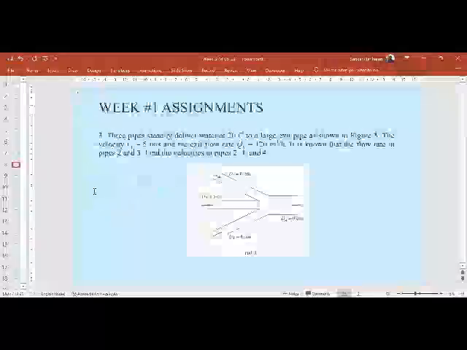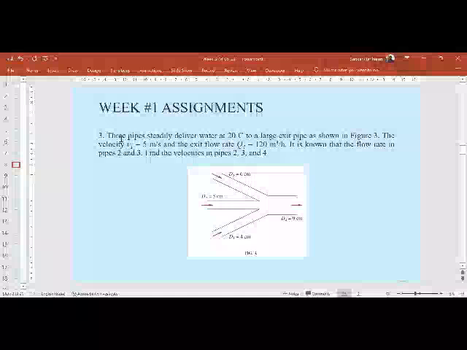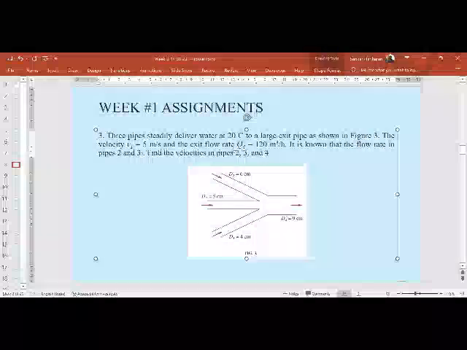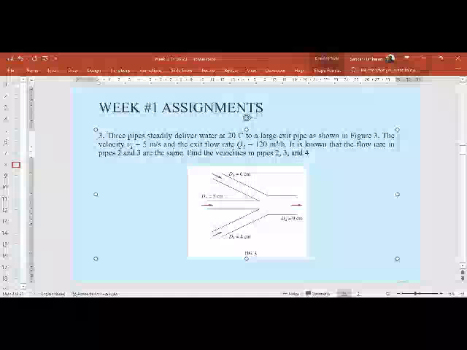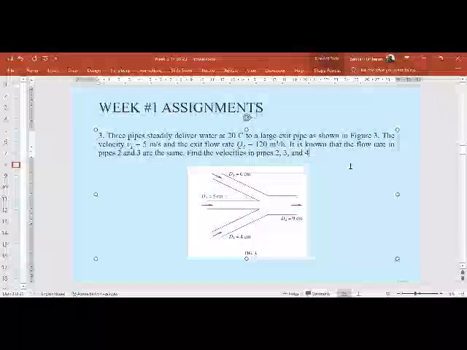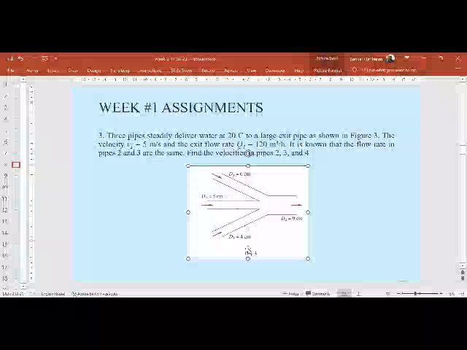Okay, let's move on to question number 3, where it's given that 3 pipes steadily deliver water at 20 degrees Celsius to a large exit pipe as shown in figure 3. The velocity V1 is 5 meter per second. The exit flow rate Q4 is 120 meter cube per hour, and it is known that the flow rate in pipes 2 and 3 are the same. Actually, I just may have forgot to add the statement. Find the velocities in pipes 2, 3 and 4, and D1, D2, D3 and D4 is given.